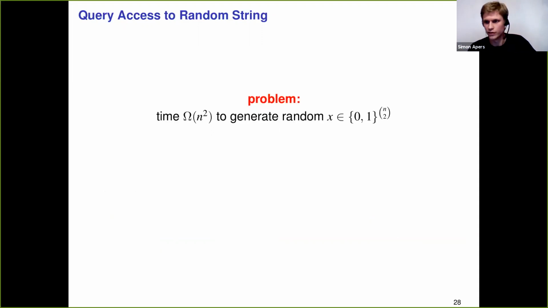But of course, there's a very clear problem, which is that it takes time omega n squared to generate this random bit string. So how do we deal with that?